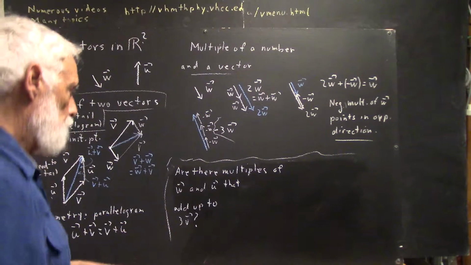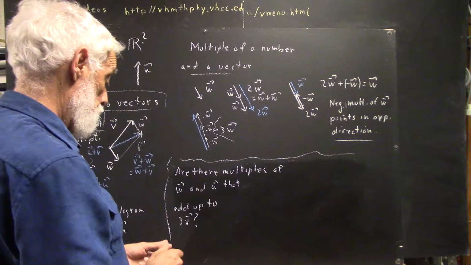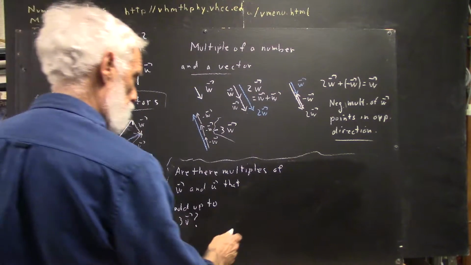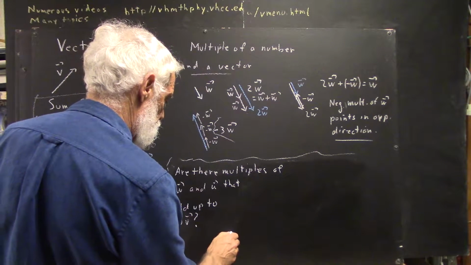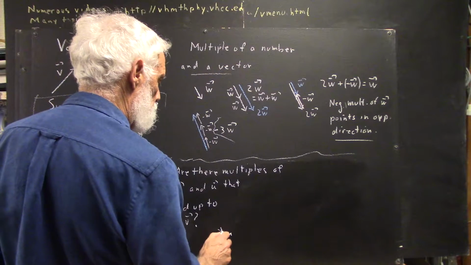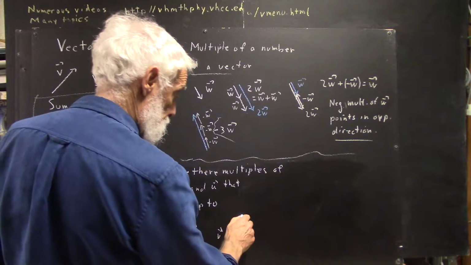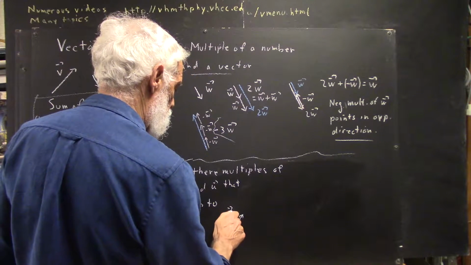Okay, I've rewritten my question. Are there multiples of w and u that add up to 3v? Now let's just see what 3v means. Okay, I've got the vector v. Let's say that this is a representation of the vector v. So 3v would be v plus v plus v. That means we would put v head to tail with itself 3 times.